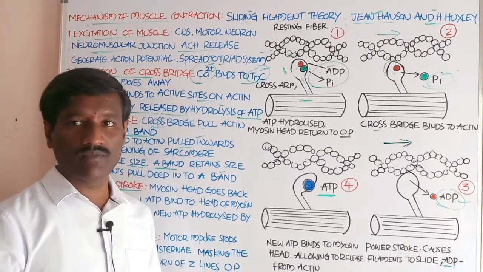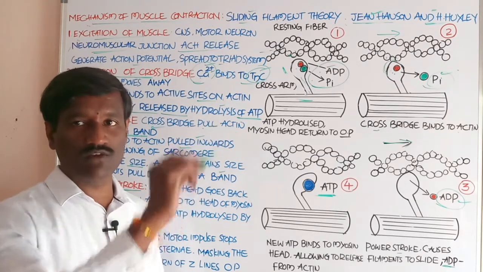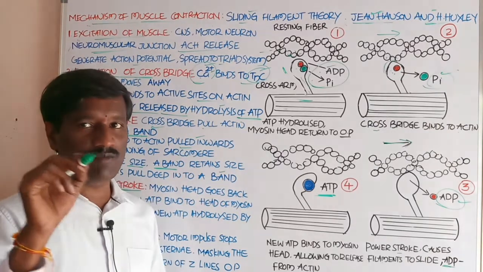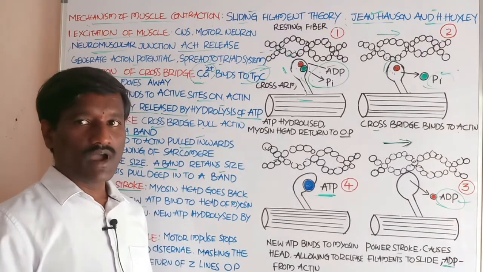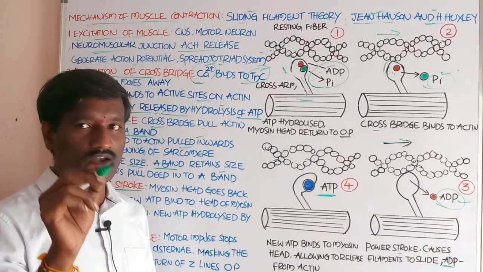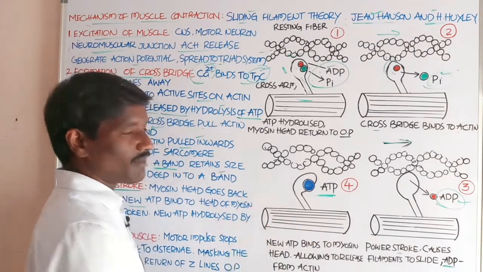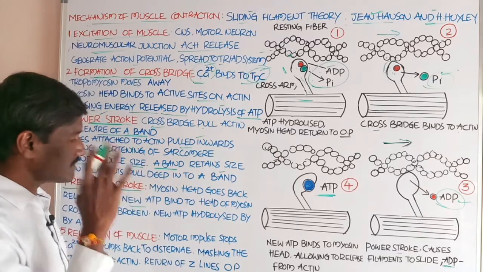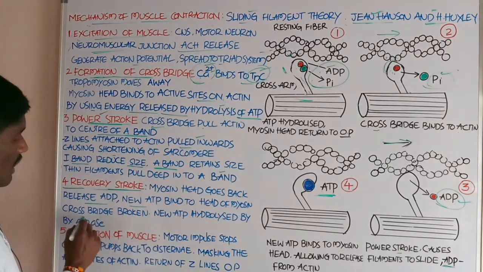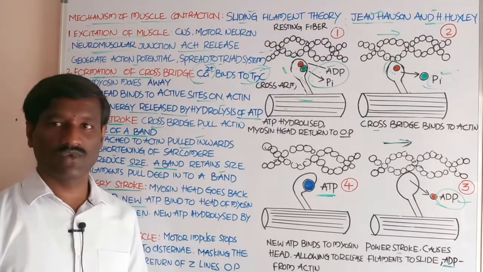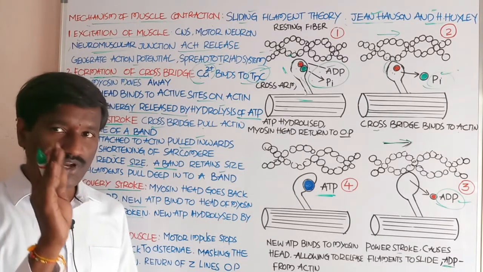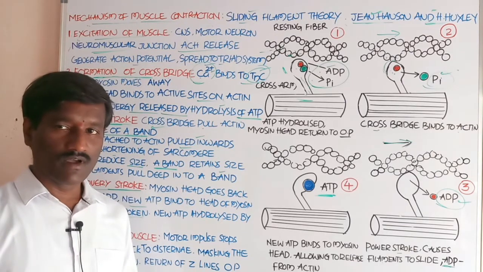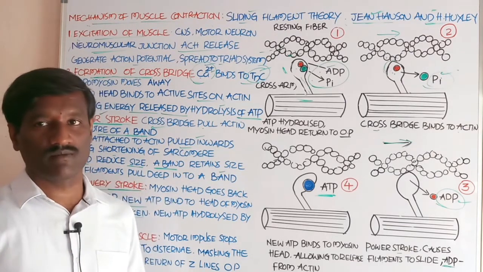One binds with the active site of the actin. Another binds with the ATP binding site. Another new ATP molecule binds with the myosin head. Okay, student, and this causes the cross bridge to be broken. When the new ATP molecule binds with the myosin head, the cross bridge is broken.